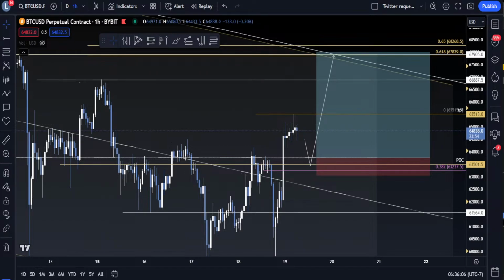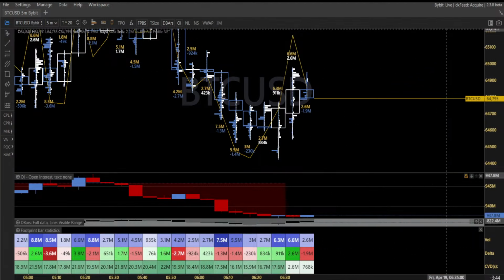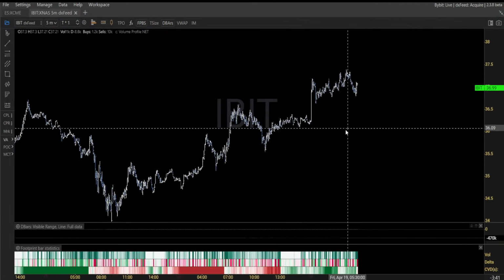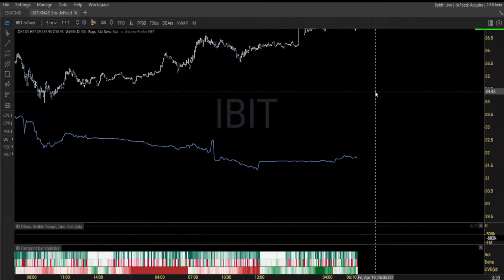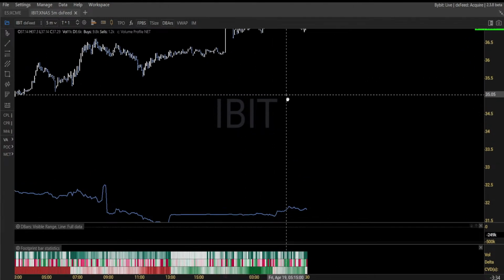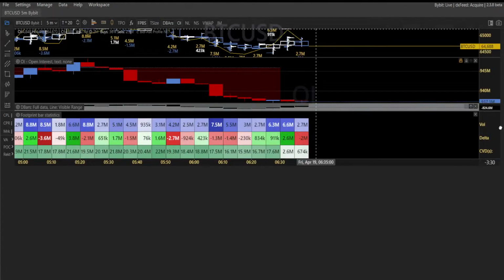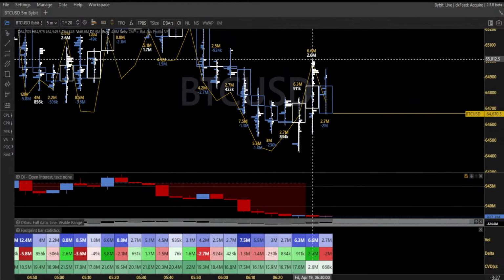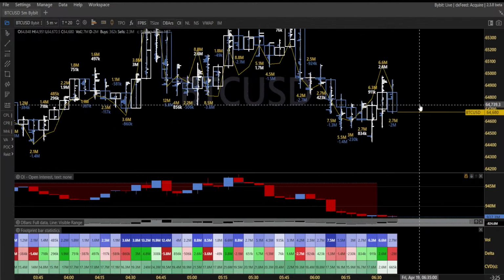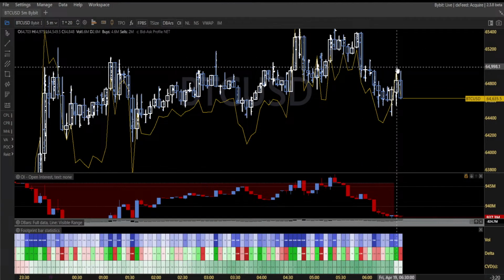This is kind of interesting. A little bit of volume here, some positive delta. Let's take a look at IBIT. So we could get a move down off of this. A little bit of liquidity tapped, a little bit of absorption.